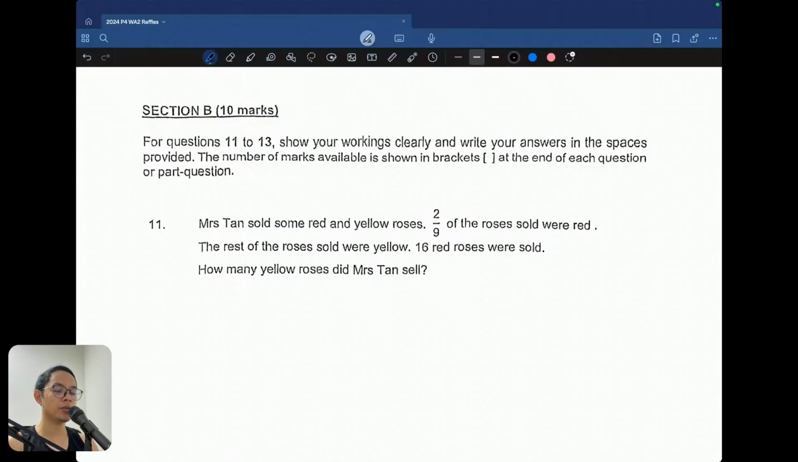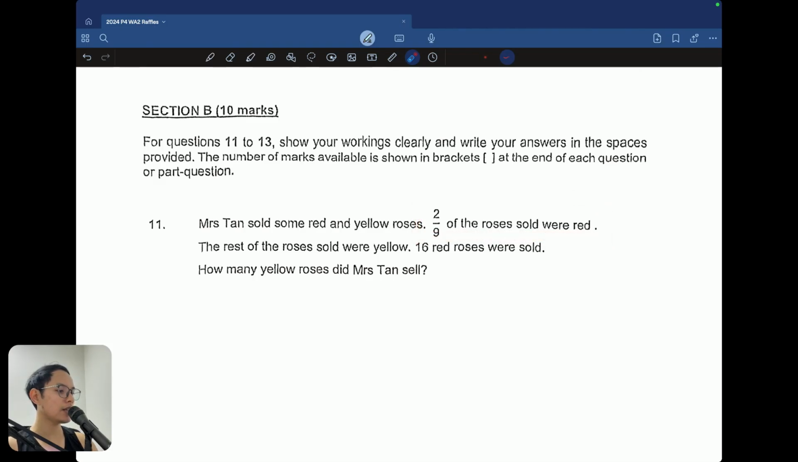All right, so let's move on to the next section, section B over here. So let's start with question 11. Mrs. Tan sold some red and yellow roses. 2/9 of the roses sold were red. The rest of the roses sold were yellow. 16 red roses were sold. How many yellow roses did Mrs. Tan sell?